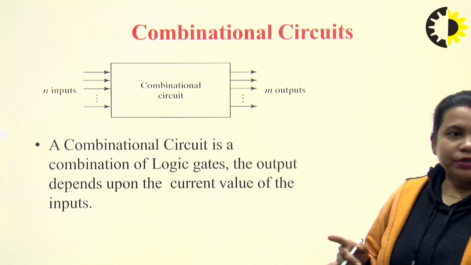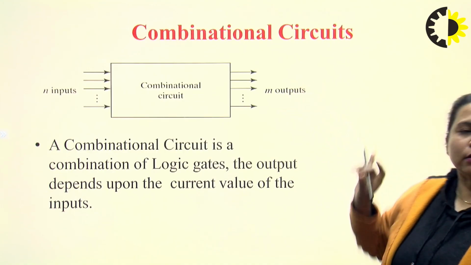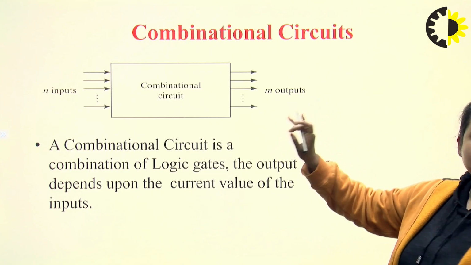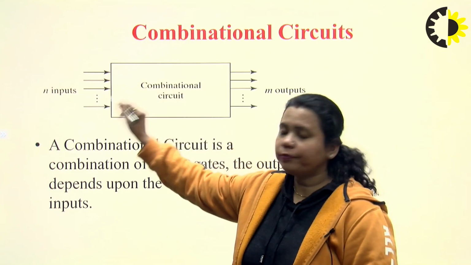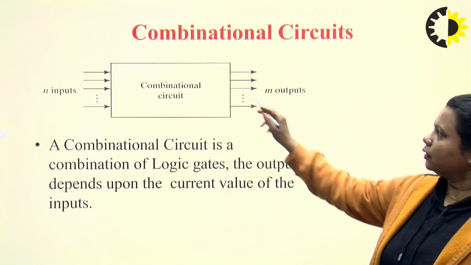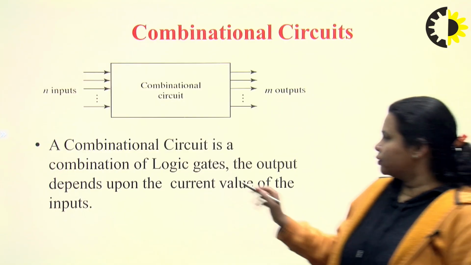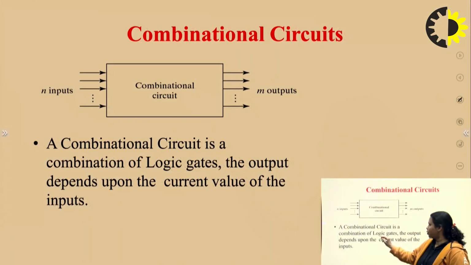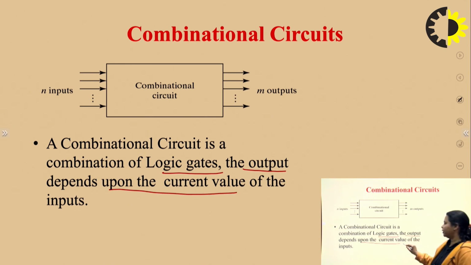This is a simple block diagram of a combinational circuit, representing n number of inputs with m outputs. I have written that a combinational circuit is a combination of logic gates. The output depends on the current value of inputs only. There is no memory element, and it will not take any past values of inputs.